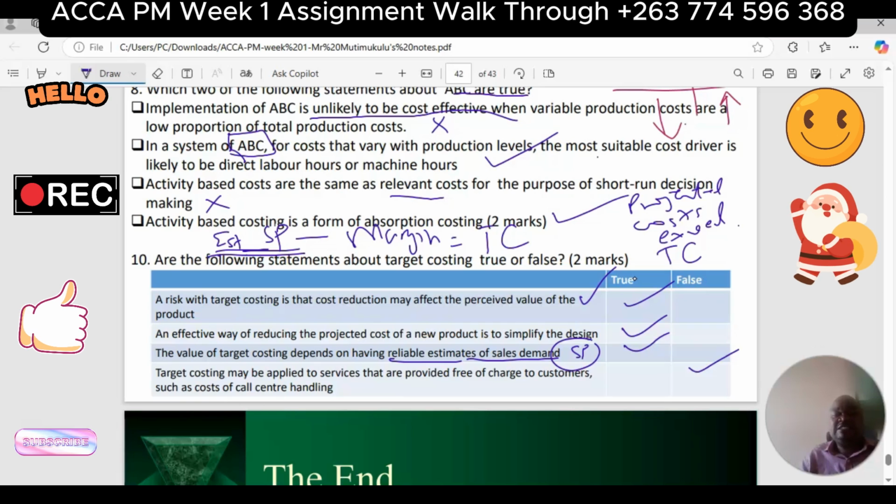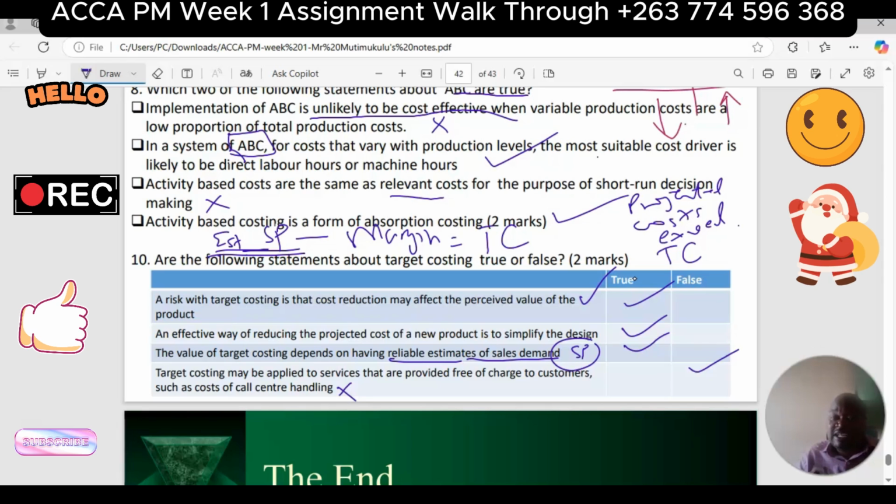So if we are offering a service for free, we are not going to apply target costing. Call centers are not there for free. There are services that are given a selling price as well. Are we together? So target costing is not applied in a free situation. It is applied where the services are going to be charged. There's going to be a selling price for those services.